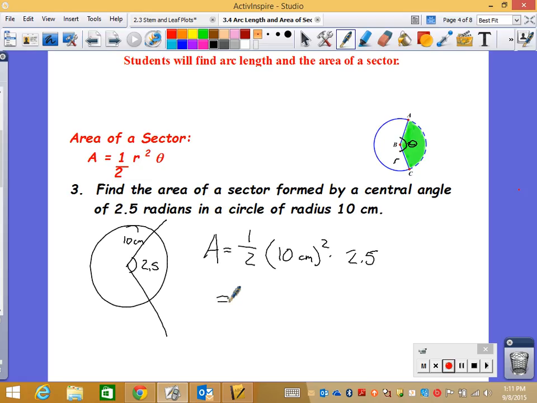You can simplify that down. 10 squared is 100, divided by 2 is 50, times 2.5, which comes out to be 125 square centimeters. So that's the area of this sector that I'd cut off.